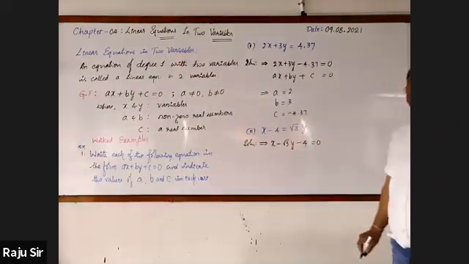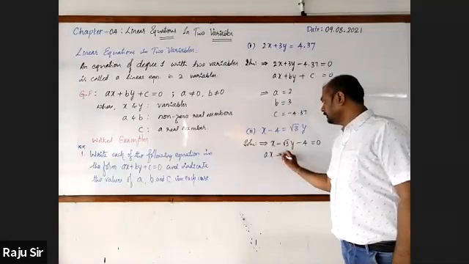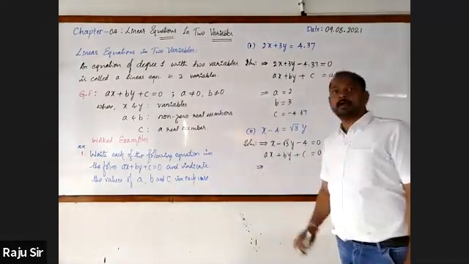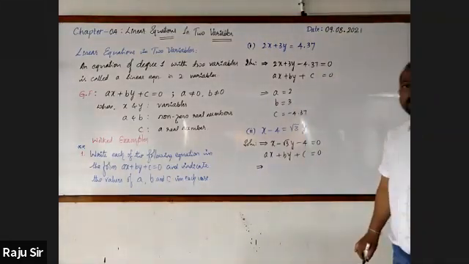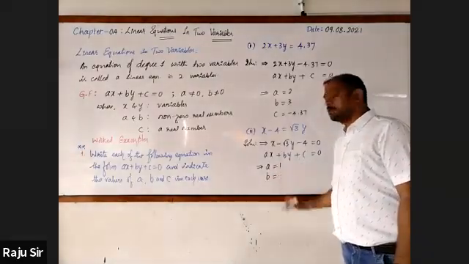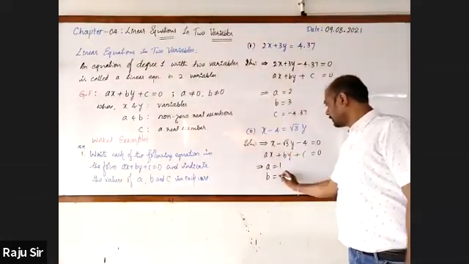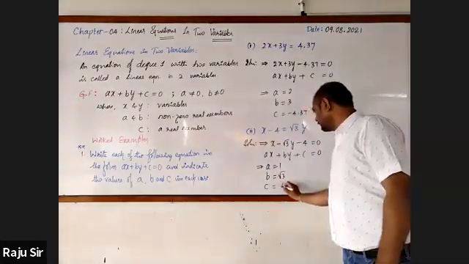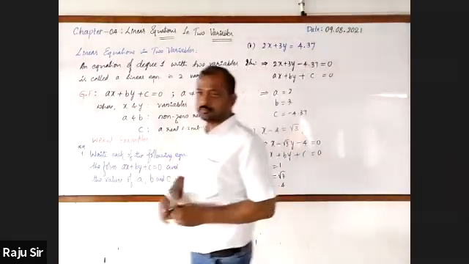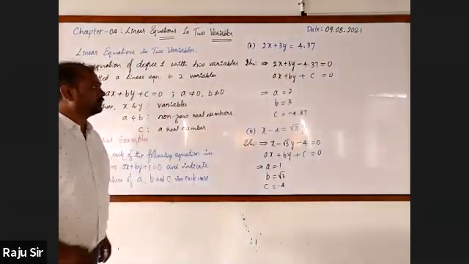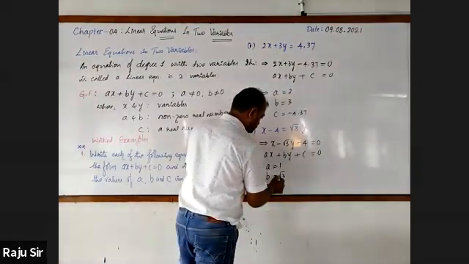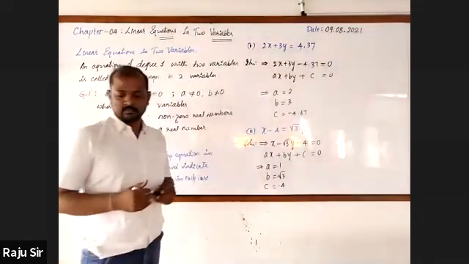It is of the form ax plus by plus c equal to 0. Vibha, tell the value of a. 1. Value of b. Minus root 3. Value of c. Minus 4.